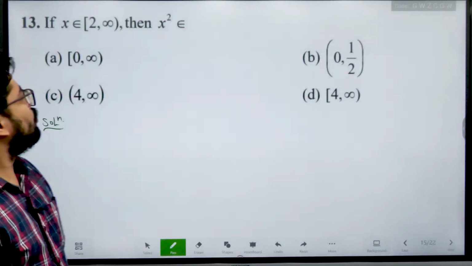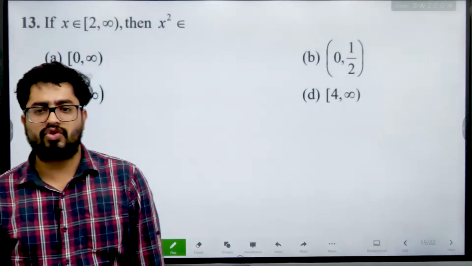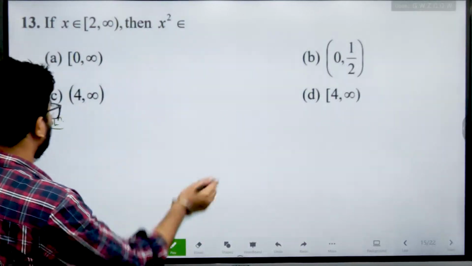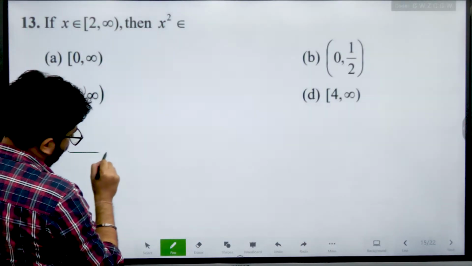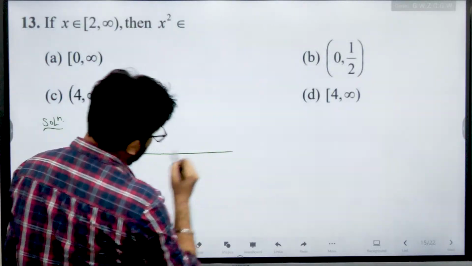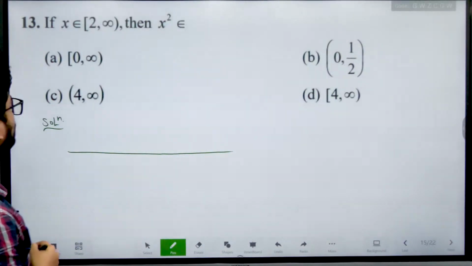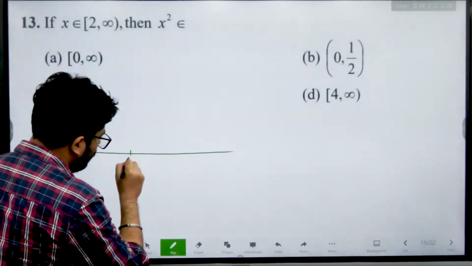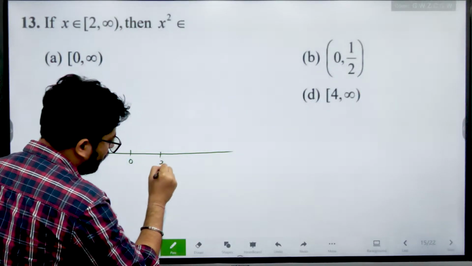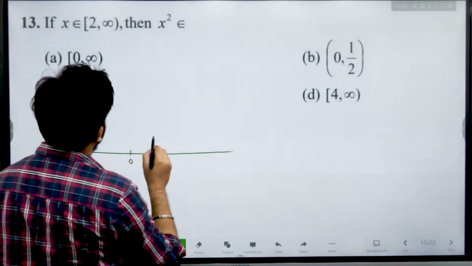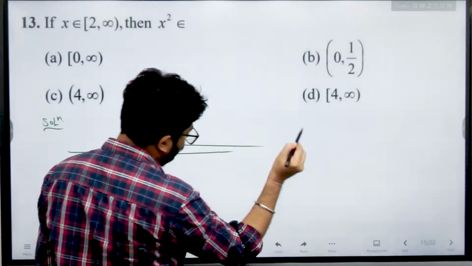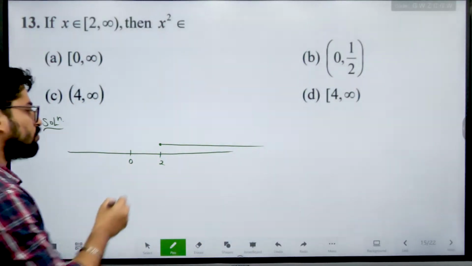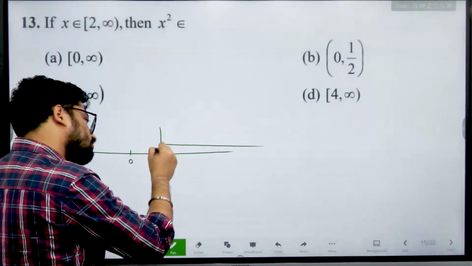Here x belongs to 2 to infinity, then x square belongs to where? If you observe this number line, 0 is somewhere here and 2 is somewhere here. So x is greater than or equal to 2, this portion. So the minimum value of x is 2.